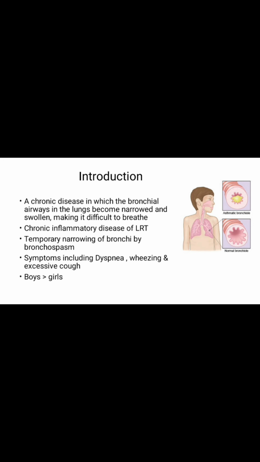Asthma is a chronic disease in which the bronchial airways in the lungs become narrowed and swollen, making it difficult to breathe. It is a chronic inflammatory disease of the lower respiratory tract. Temporary narrowing of bronchi by bronchospasm. Symptoms include dyspnea, meaning shortness of breath, wheezing and excessive cough. Boys are more affected than girls. Causes include allergy, infection, and psychological factors.